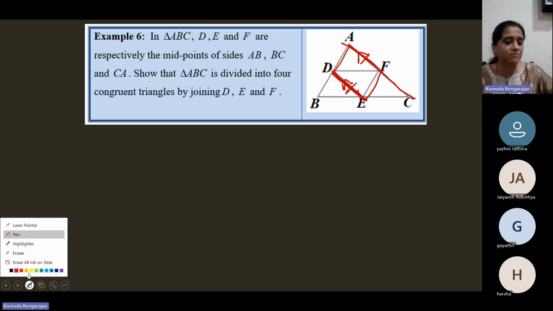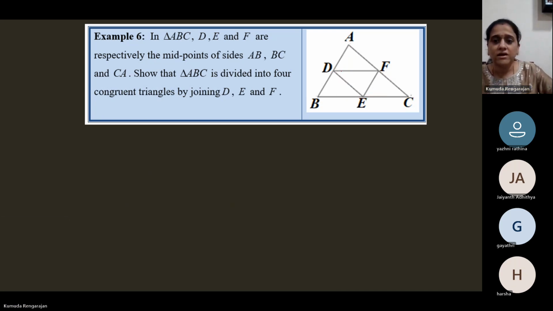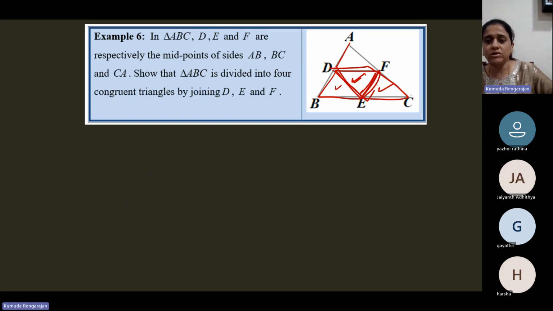So now we have proved 3 parallelograms, right? In this one, this is a diagonal, so these 2 triangles are congruent to each other. In this parallelogram, this is the diagonal, so these 2 triangles are congruent to each other. In this parallelogram, this is the diagonal, so these 2 triangles are congruent to each other. The one in the middle is a common triangle, and that is congruent to all the other 3 triangles. So all the 4 triangles are congruent to one another.